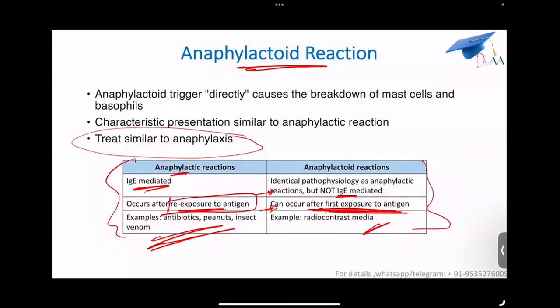Before we go to angioedema, if anyone has any questions, you can ask me regarding anaphylaxis or anaphylactoid reaction or biphasic reaction or refractory anaphylaxis.